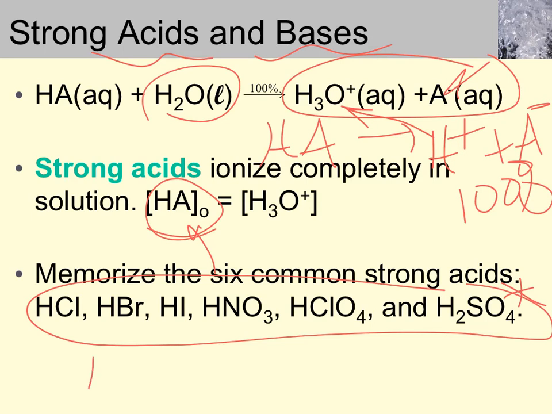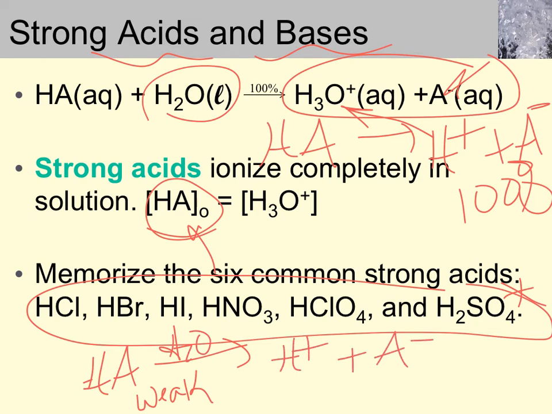If you have a weak acid, I'm just going to write weak down here. If it's not one of these 6 and you put it in water, it's still going to donate hydrogen ion as all acids do. However, whereas we had 100% ionization in a strong acid, we might have something like 1% ionization in a weak acid, and the bulk of it will still be in the intact acid form. So that's the difference between strong and weak acids and bases.